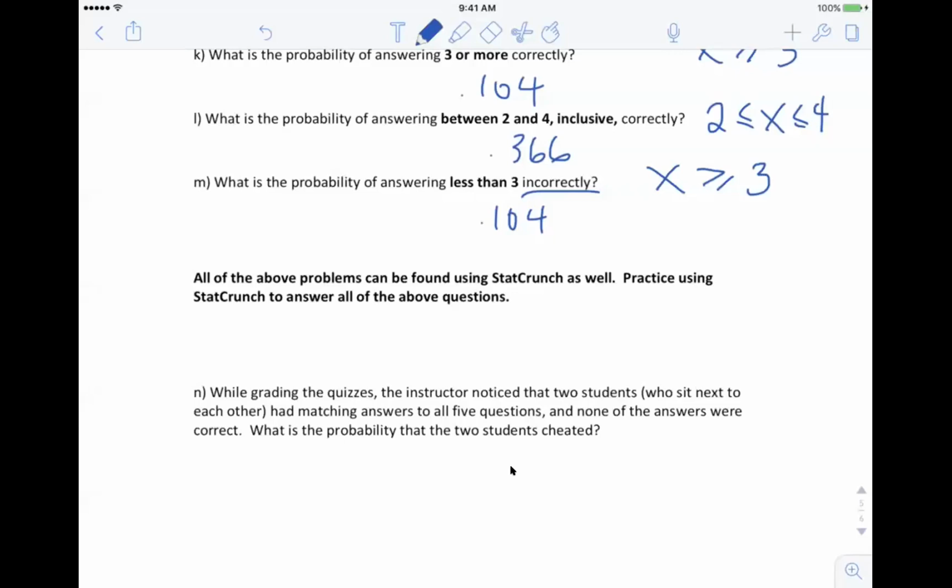had matching answers to all 5 questions. None of the answers were correct. Ooh, that's a little red flag, right? They both had the exact same wrong answers. What's the probability that the 2 students cheated?